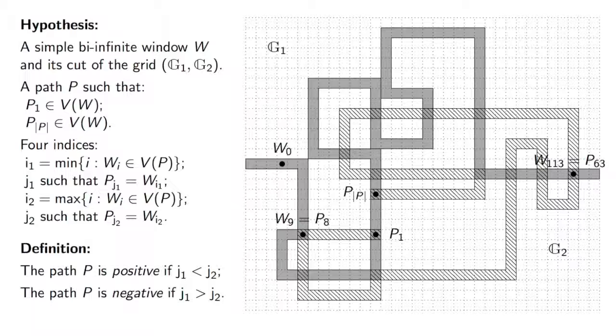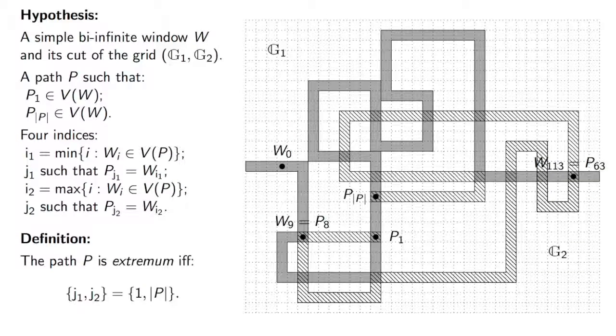Here we consider paths of width at least 1. We postpone the definition of a negative or positive path of width 0 to the next video. In this example, the index J1 is equal to 8 and the index J2 is equal to 63. Then our example is a positive path.